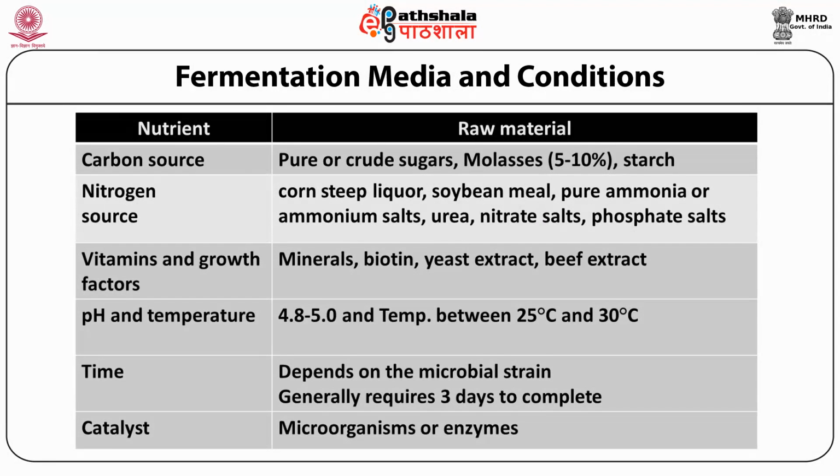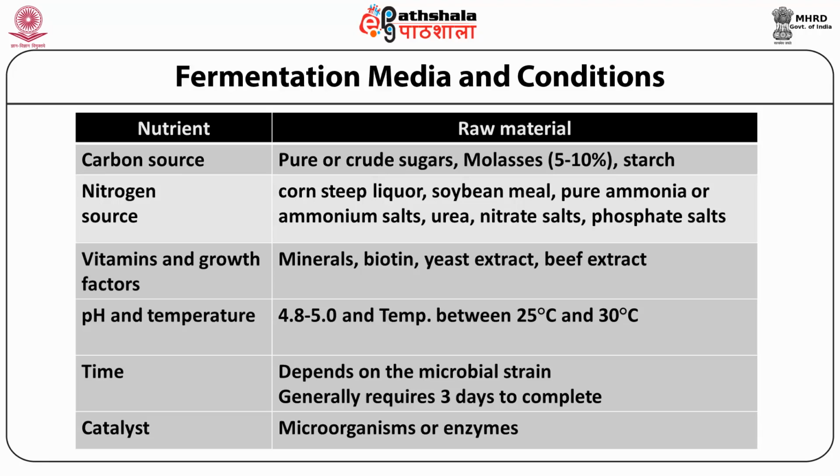Now we will discuss the fermentation media and the conditions of fermentation. In media, the first requirement is the nutrients. In the nutrients, the carbon source would be pure or crude sugars or molasses at 5 to 10% concentration, and starch. The nitrogen source could be corn steep liquor, soybean meal, pure ammonia or ammonium salts, urea, nitrate salts or phosphate salts. These are the cheap sources of nitrogen for the fermentation.